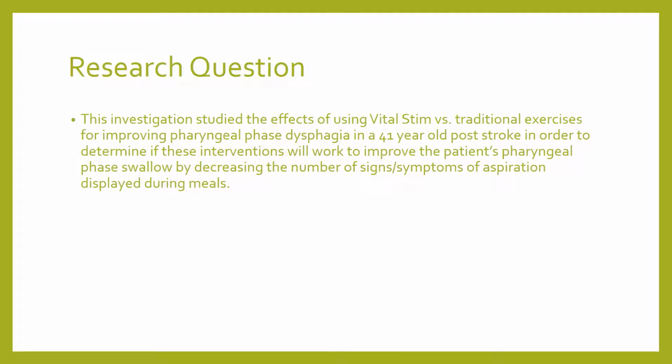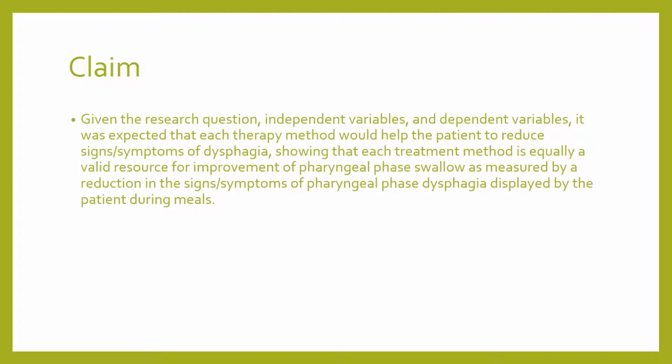My research question was studying the effects of using VitalStim versus traditional exercises for improving the pharyngeal phase of dysphagia in a 41-year-old man post-stroke, in order to determine if the interventions will work to improve the patient's pharyngeal phase swallow by decreasing the number of signs and symptoms of aspiration displayed during meals.